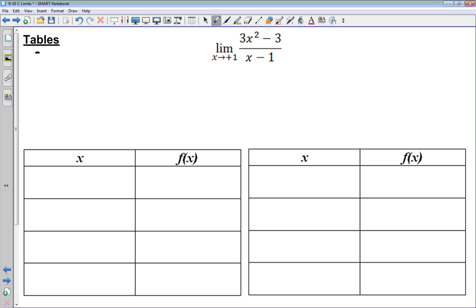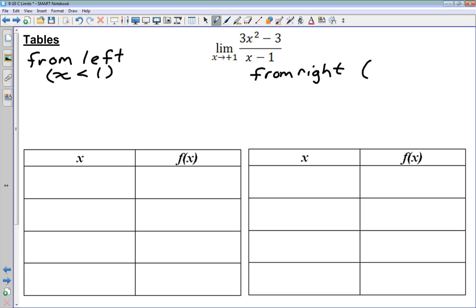We talked about evaluating this from the left, which means we are going to start approaching that value of x equals 1 from values of x that are less than 1. And we're also going to evaluate this from the right, which means we are going to make our x values approach positive 1 using values of x that are greater than positive 1.